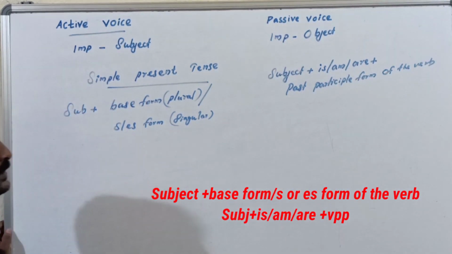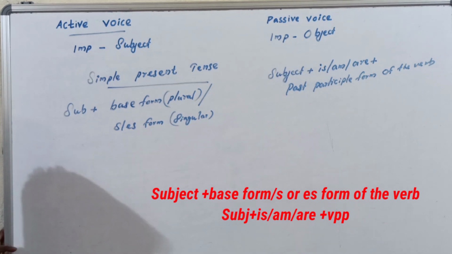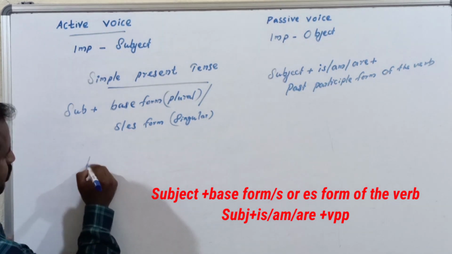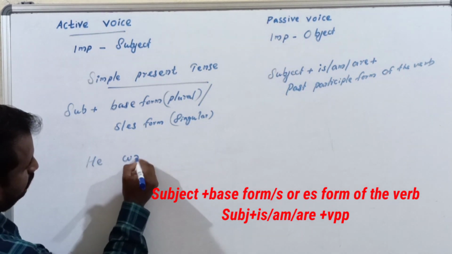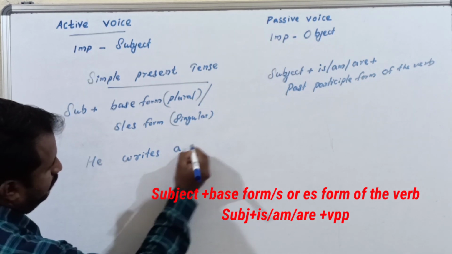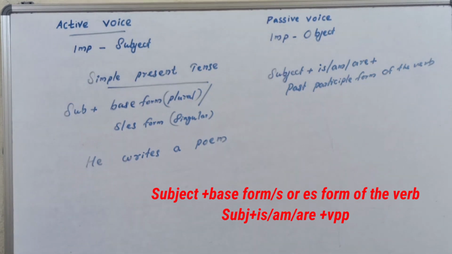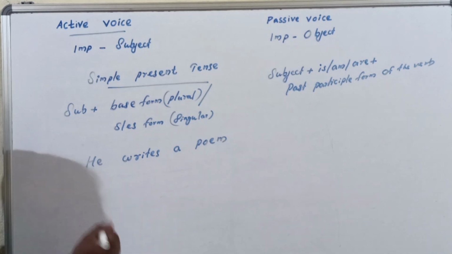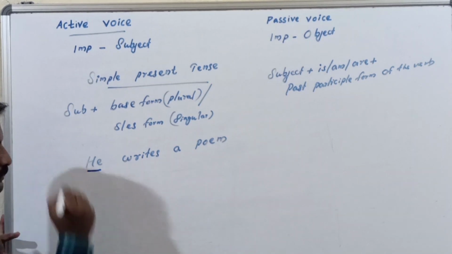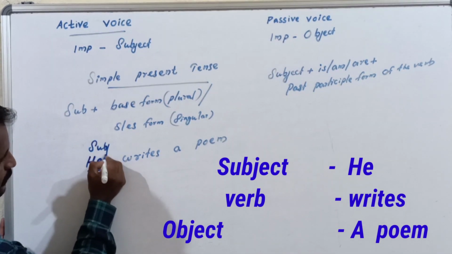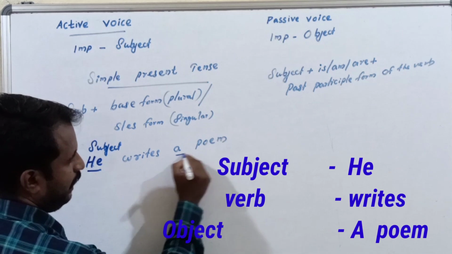Let us go with an example. Read the exercise question number 1. He writes a poem. Here, first of all, we have to find out the subject and object. Subject means who is doing the action. Here, he does the action. So we can say he is the subject. And the object is a poem.